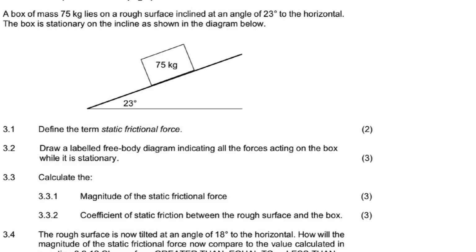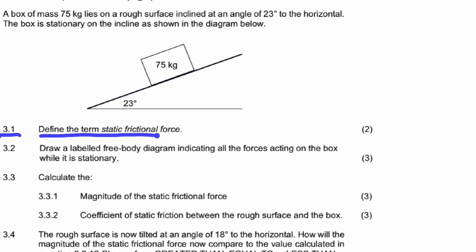Here's the question in Newton's first law as well. This question, guys, says a box of mass 7.5 kg lies on a rough surface inclined at 23 degrees to the horizontal. The box is stationary and inclined as shown in the diagram below. Guys, once an object is stationary, or at rest, or moving at constant velocity, you must know it's Newton's first law. This object is at an incline.